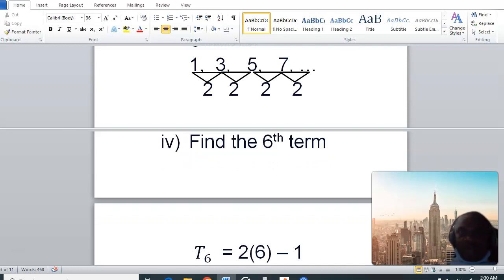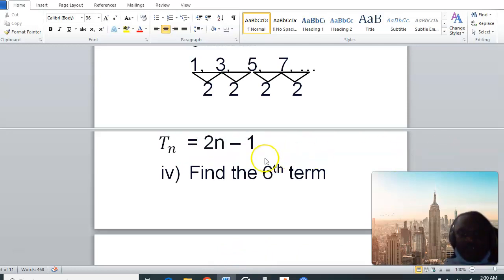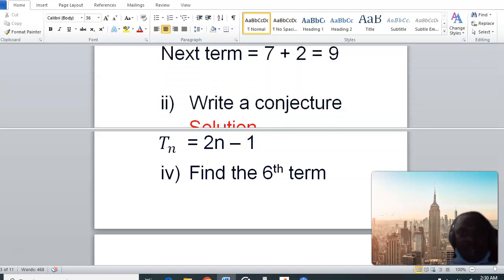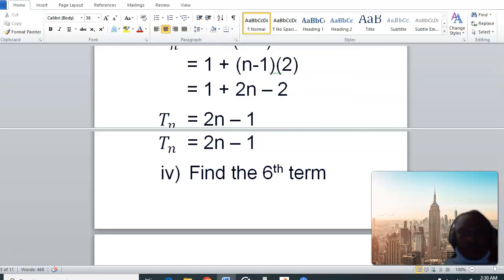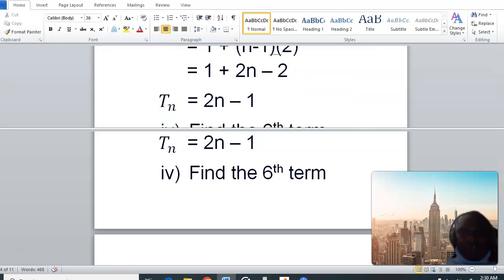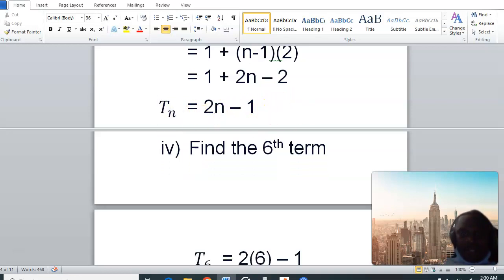Good. If the number is big, you can use the formula. How are you going to use the formula? Remember, the formula is this one: 2n minus 1. So let's stick to the formula here. So this is our formula. We are using this formula.